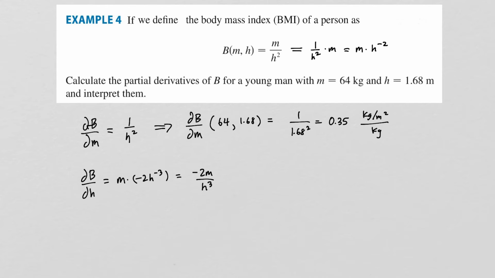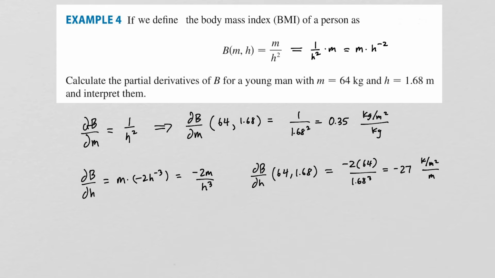It's similar for the other one. So if I take the partial derivative of B with respect to h, and I evaluate it at 64 and 1.68, now we're going to plug in m equals 64 and h equals 1.68, and that is 1.68 to the third power. And if we do the math on this, we get approximately -27, and this is kilograms per meter squared per meter. Now, what does this mean?